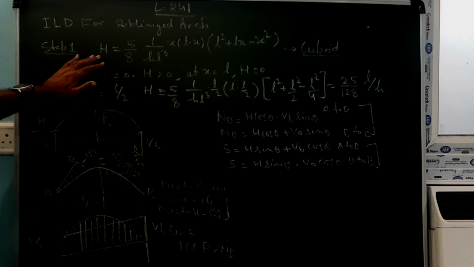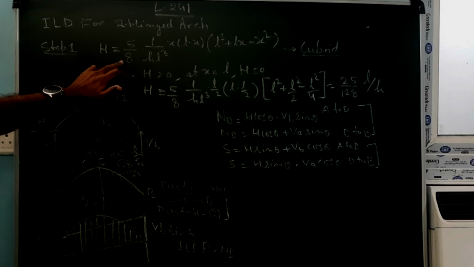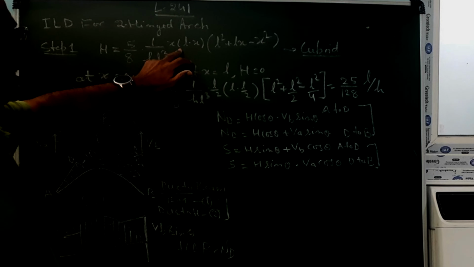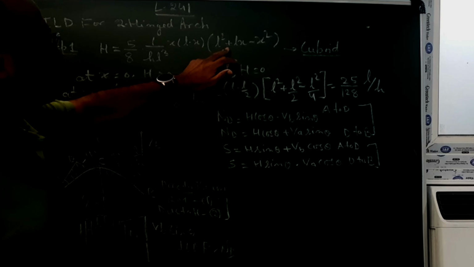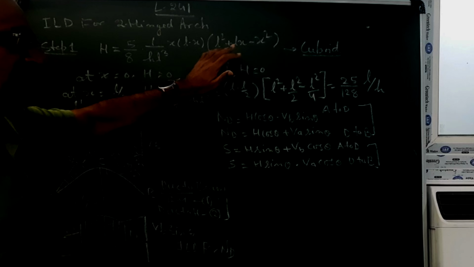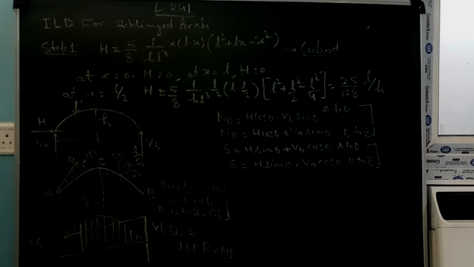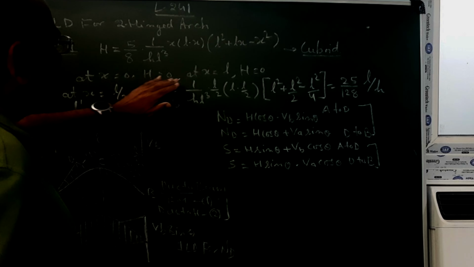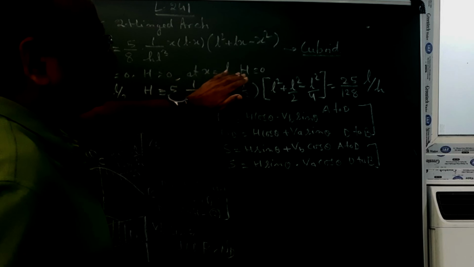The H is given by 5 by 8, 1 by HL cube, X multiply by L minus X within bracket L square plus Lx minus X square. This is the formula which we use for the 2 hinge arch for finding out the horizontal thrust. So if you put X equal to 0, your H will be 0, and if you put X equal to L, your H will be 0.